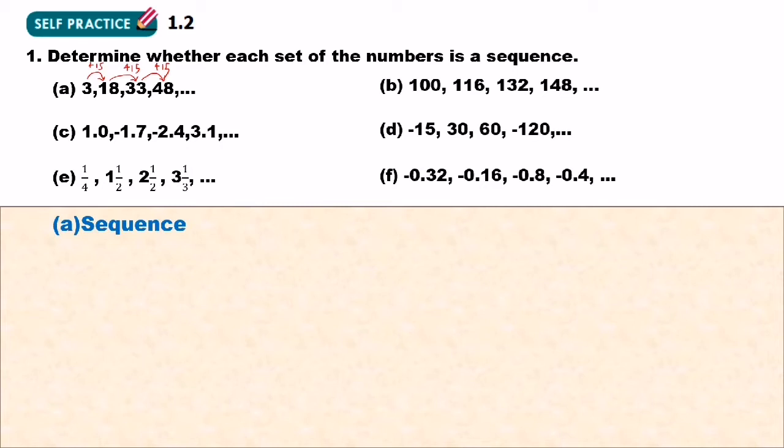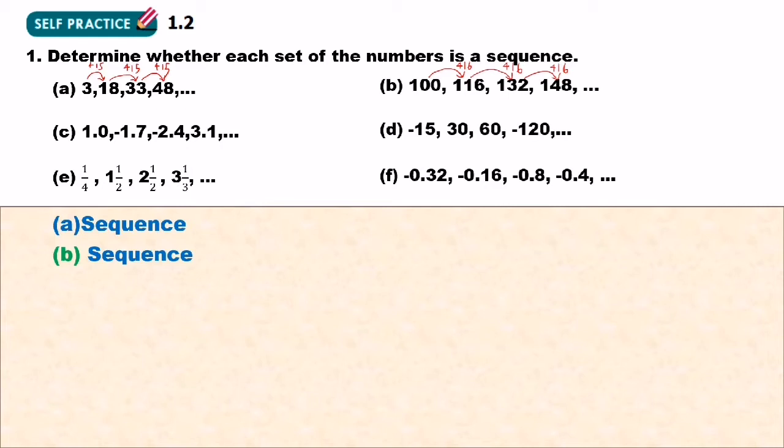100, 116, 132, and 148. So also from smaller number to bigger number, and the difference between two numbers is not so big. Obviously we can see 100 plus 16 equals 116. 116 plus 16 equals 132. 132 plus again 16 equals 148. So this is a sequence also.